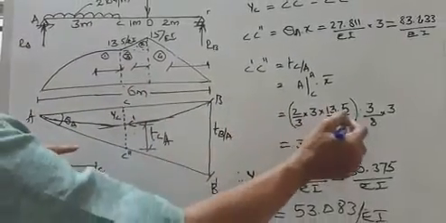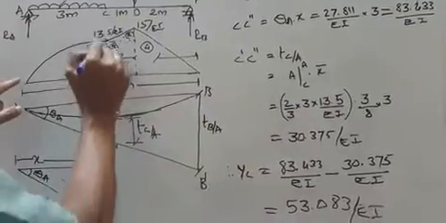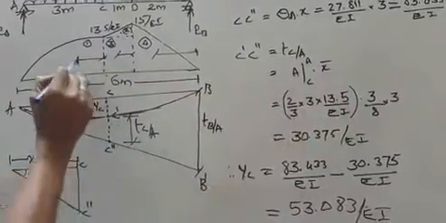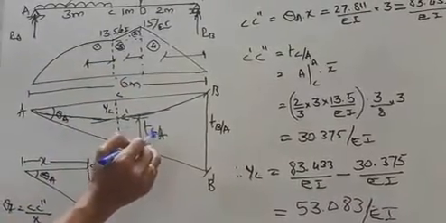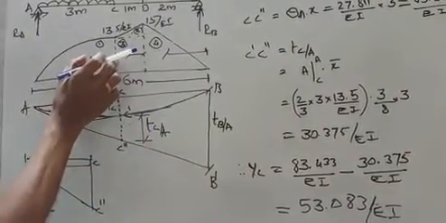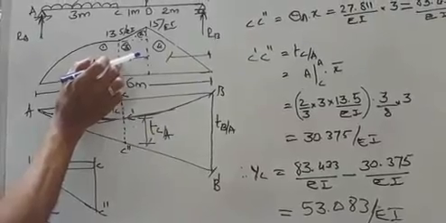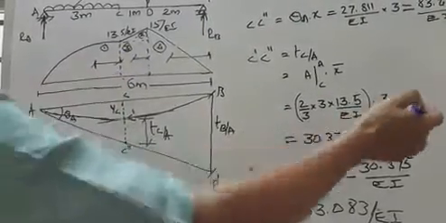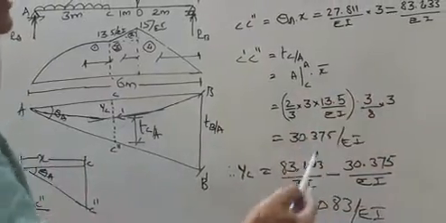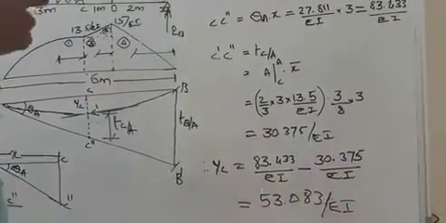So what is the area of that figure? 2/3 of base into height. 2/3, base is 3, height is 13.5 by EI. And the distance of CG with respect to C, because you are calculating the tangential deviation at C itself, so this is the centroidal distance, that is nothing but 3/8 of the base, 3/8 of 3. If you simplify this, you are going to get 30.375 by EI.